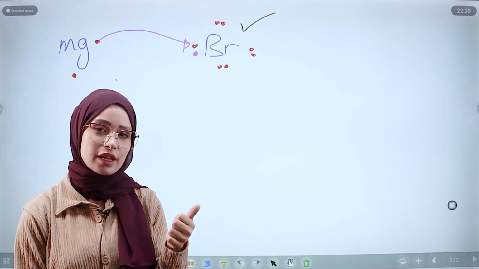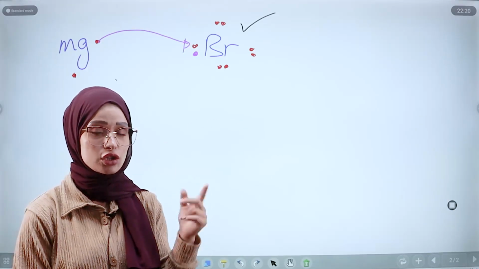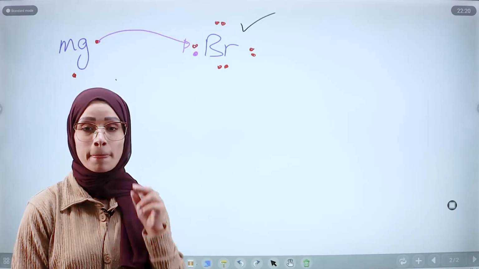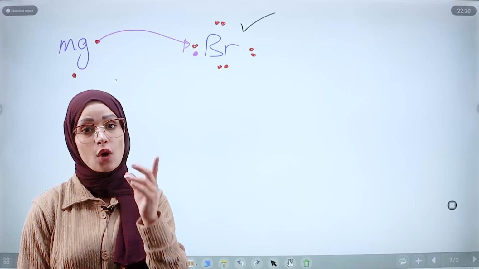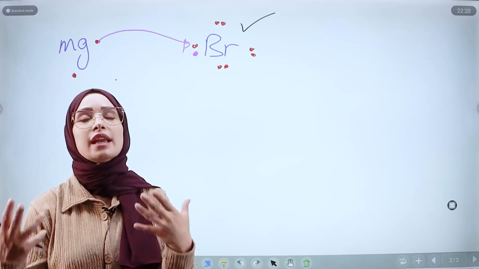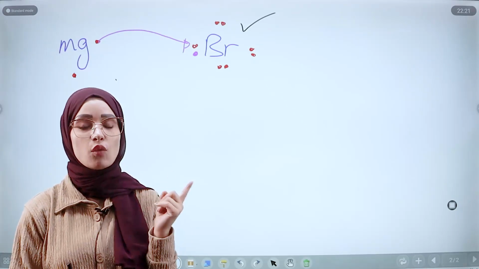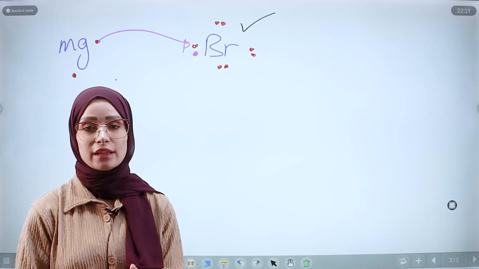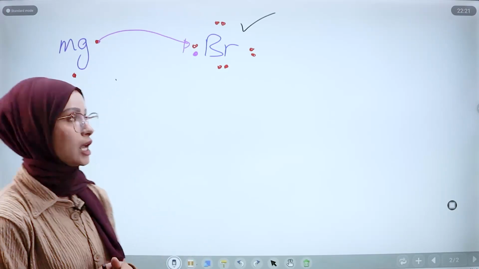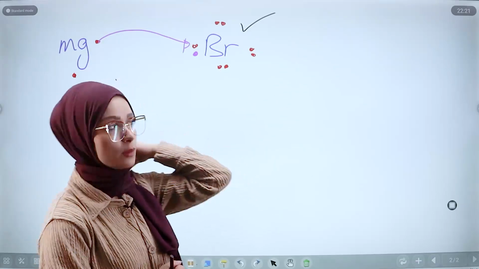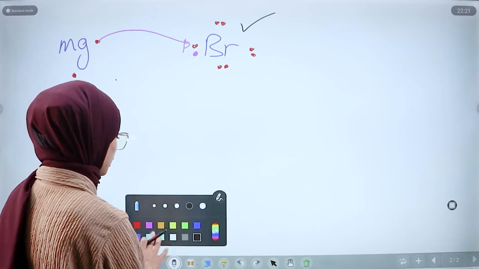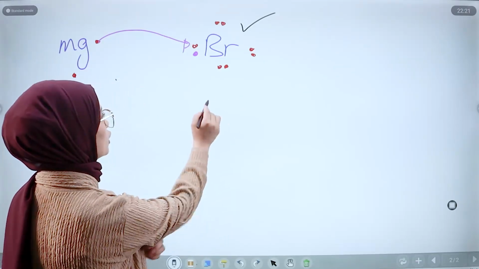Do you remember the first ionization energy and the second ionization energy for group number 2? We say that group number 2, if they lose only one electron, are unstable, because they tend to lose 2 electrons to be stable. So this magnesium will go and call another bromine. Hey, please, another bromine atom. Yes, come please, I'm going to bind with you.